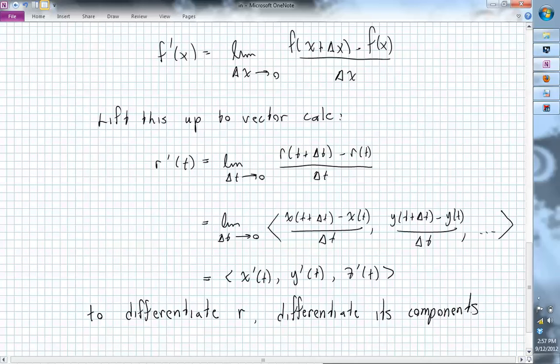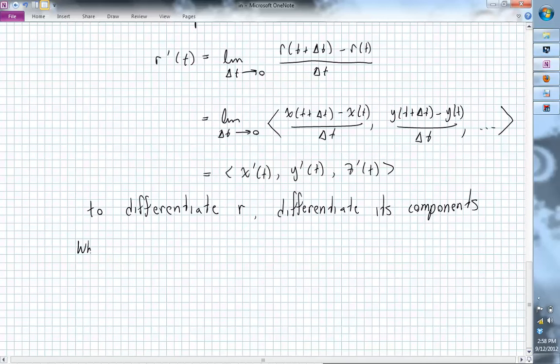Now, there's not a lot of justification for going from here to here. Just because that's what worked in Calc 1 with scalars doesn't mean that that's a useful or reasonable thing to do in Calc 3 with vector functions. So let me try to motivate this geometrically. Why is this interesting? Why is this the right way to differentiate r? Well, let me try to explain that.